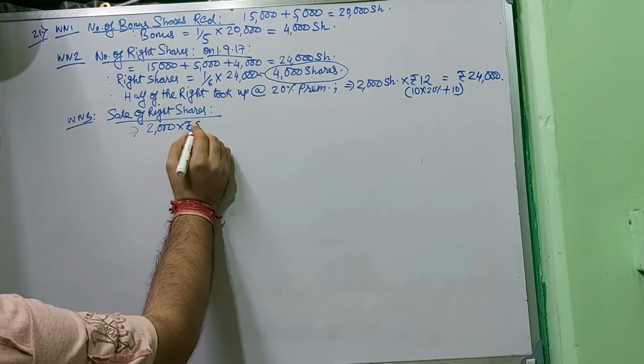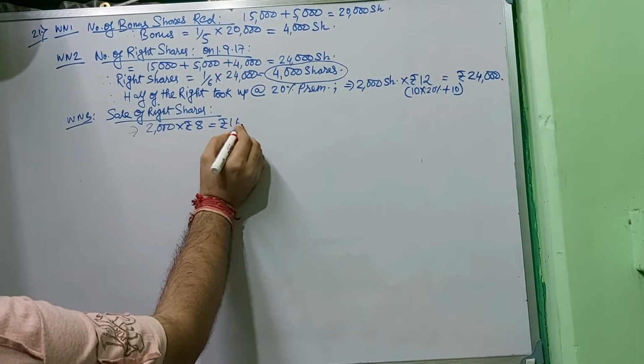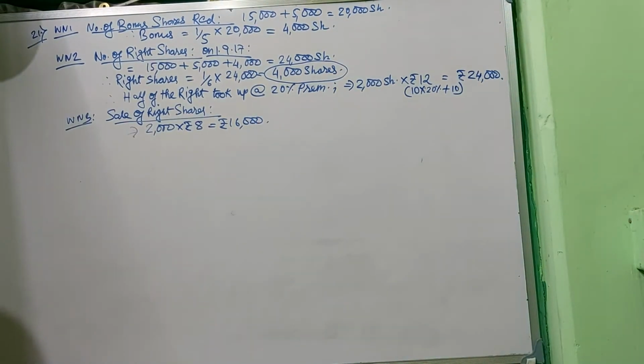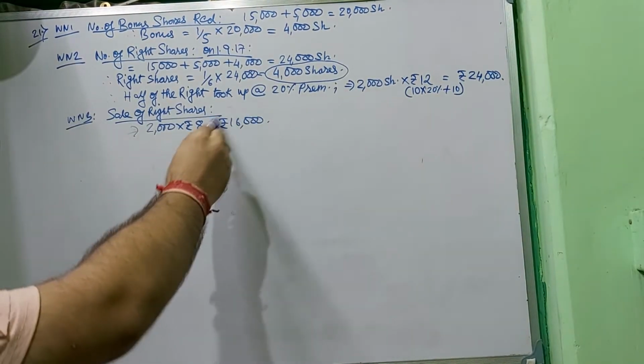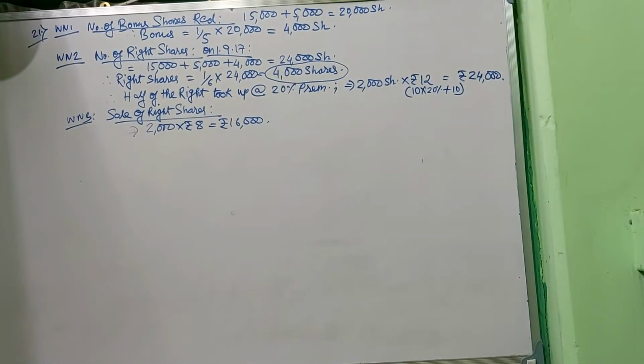Into rupees 8, rupees 16,000. Now, the shares were purchased on rights basis, so the amount received from the sale of rights shares has been shown in the investment account. Whatever amount we receive has to be shown in the investment account by bank account, sale of shares, like that.